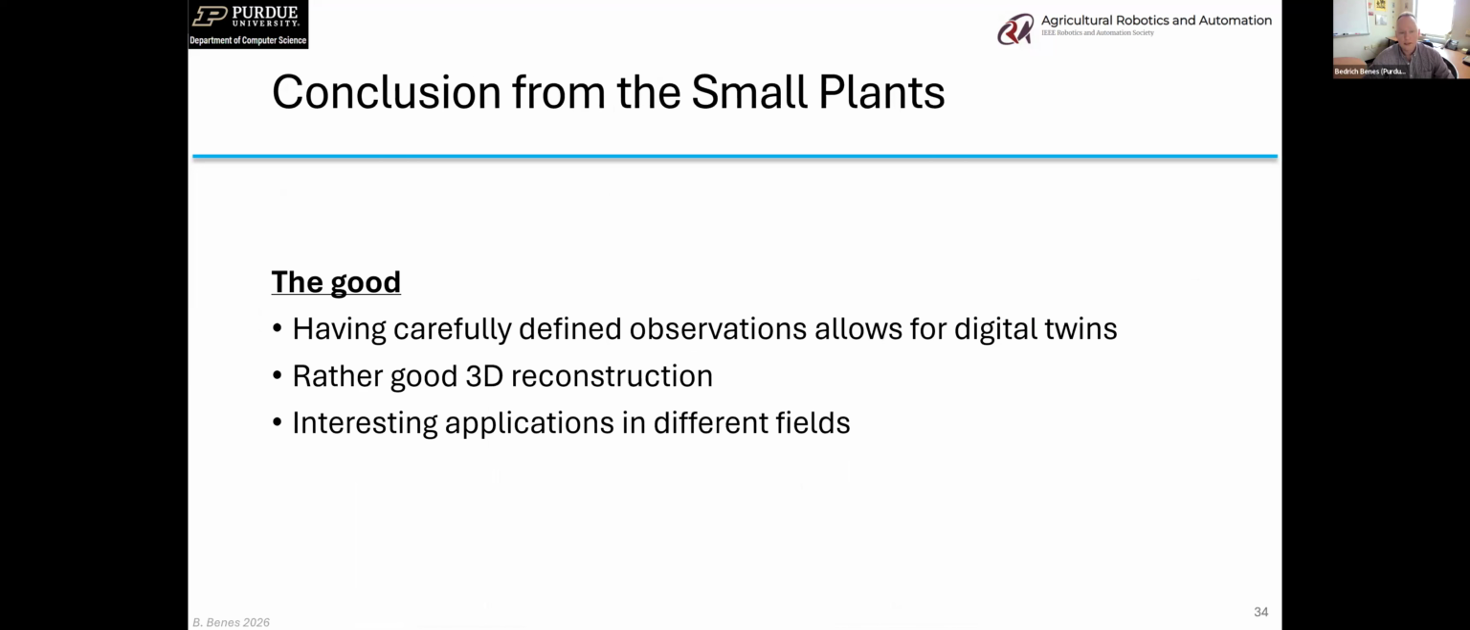The good is that if we have carefully defined observations, meaning the developmental model, and we have measurements, then we can get to some approximation of digital twins. We can get really, really good 3D reconstruction if we know the exact conditions, such as in phenotyping facilities. And we can actually get quite interesting applications in different fields by just running a simple traditional computer vision exercise.